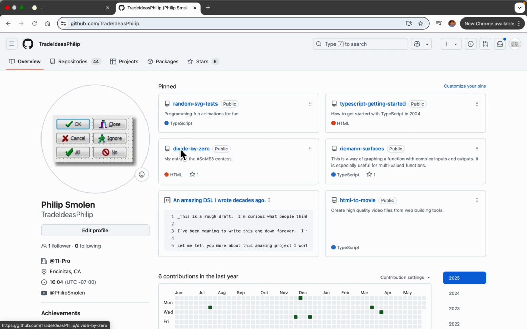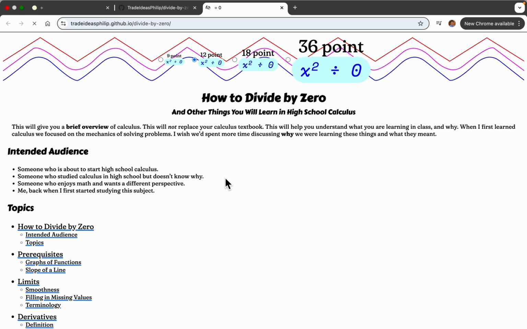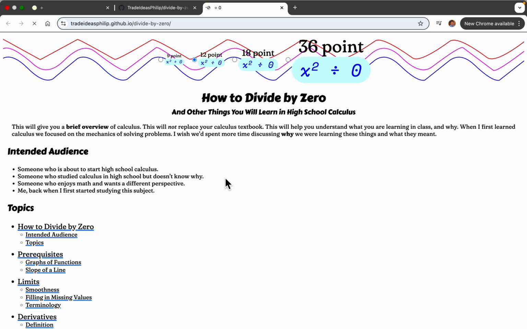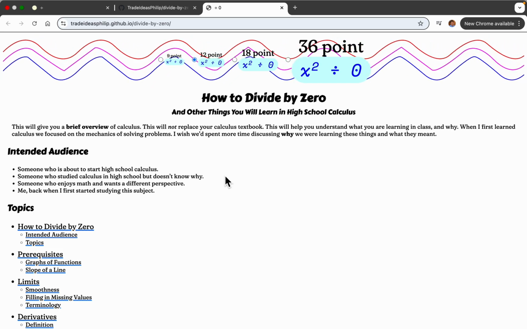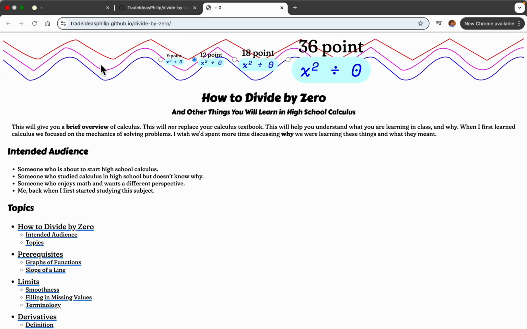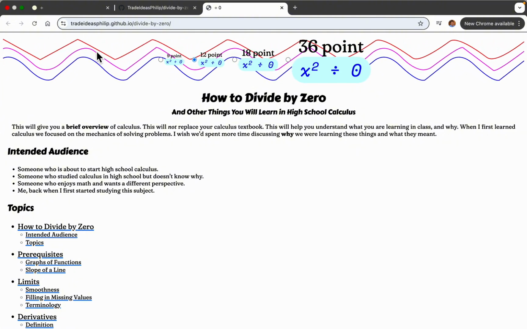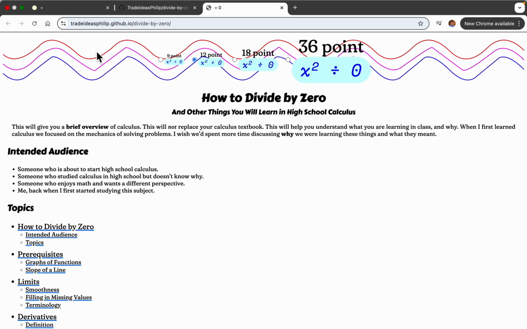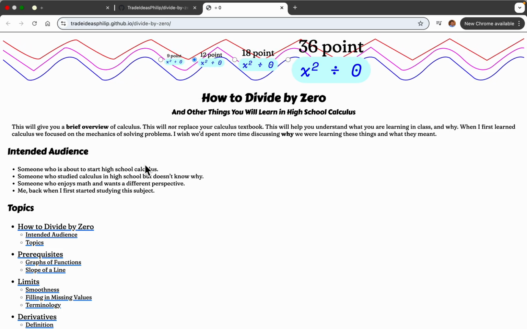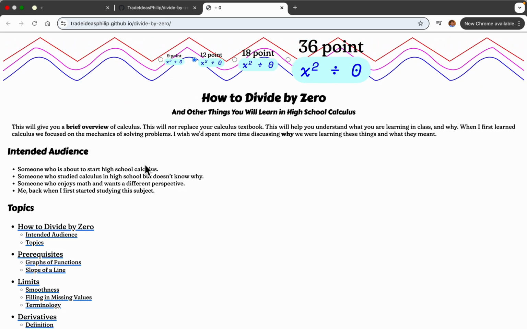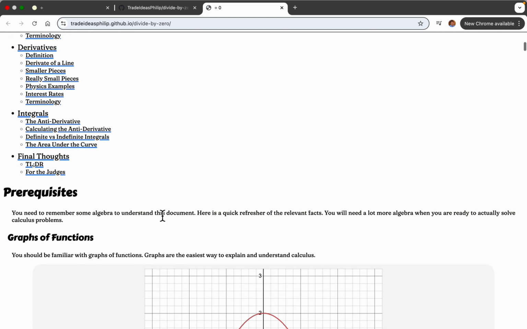So this is the origin, I guess, of my experiences with SVG and math. I love this decoration at the top. This is actually highlighting some mistakes that I found, and they were nice looking mistakes, so that's kind of the header. Okay, how to divide by zero and other things you will learn in high school calculus. Yeah, I love this paper.